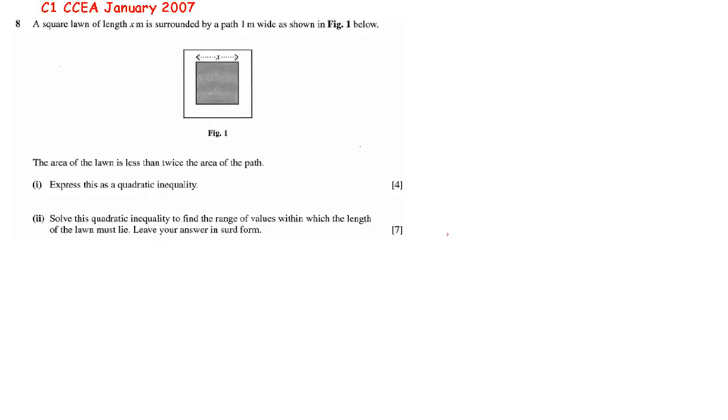Okay, we're told here that we have two squares: a lawn, which is going to be x times x, and a path around it. The width of that path is 1 metre, so the total width of the big square is going to be x plus 2. So the area of the lawn we know is x times x, which is just x squared. The total area of that big square is x plus 2 all squared.